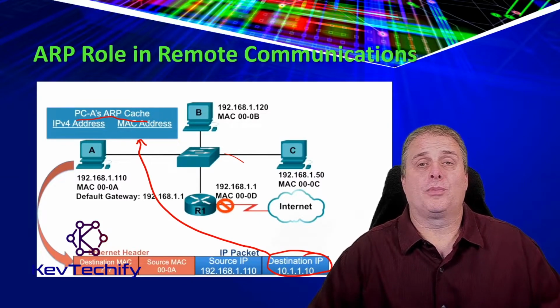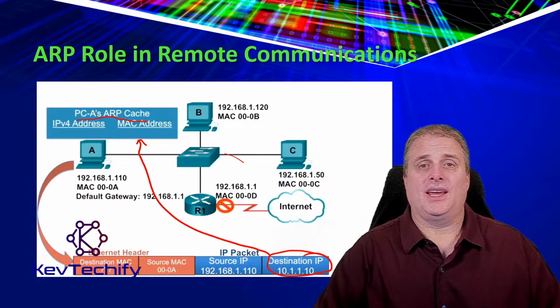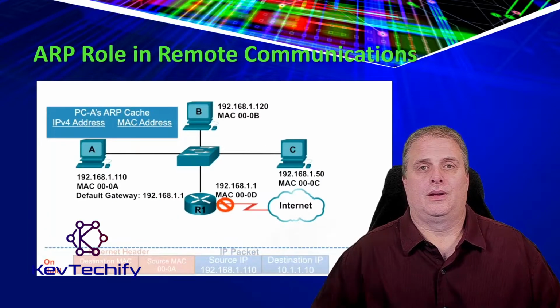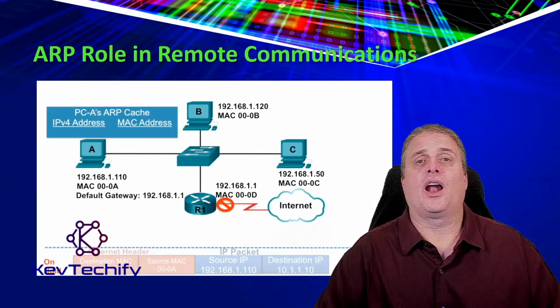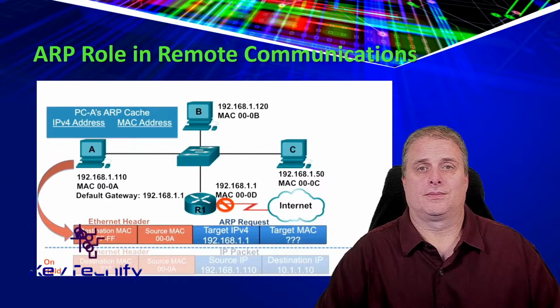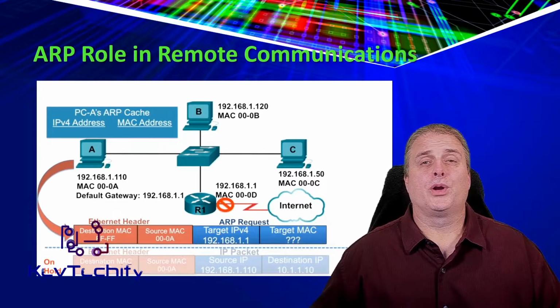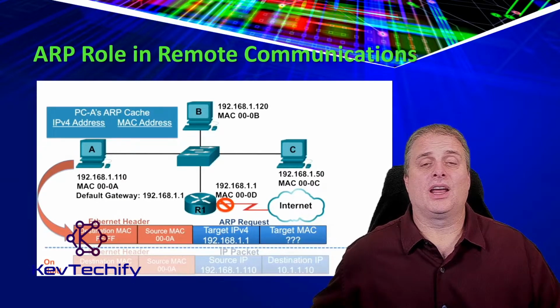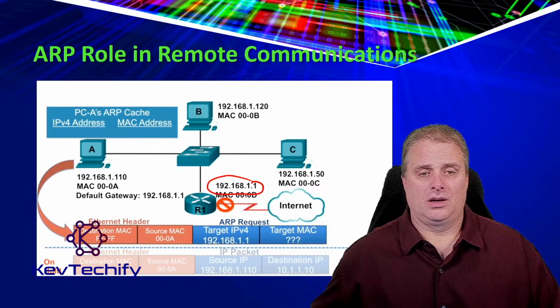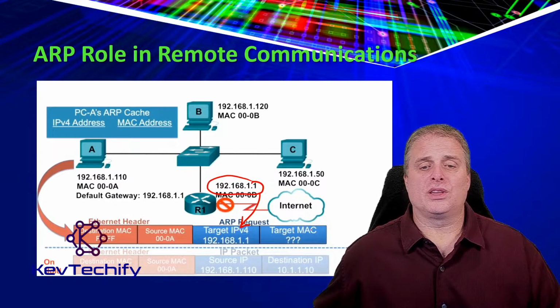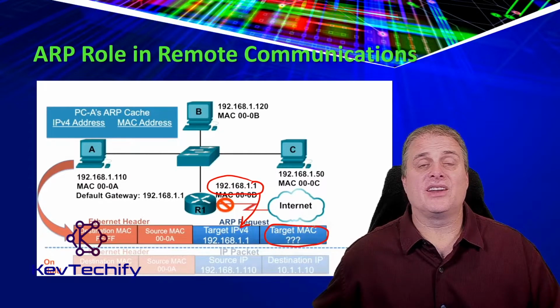Because it's not in the ARP cache table, we put that packet on hold. And then we create an ARP request. The ARP request has the target IP version 4 address of the router. It's right here. And right now, we still don't know what the target MAC address is, so that is unknown.